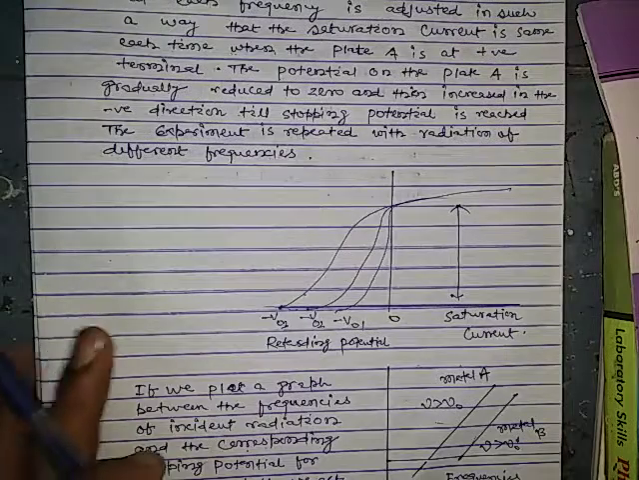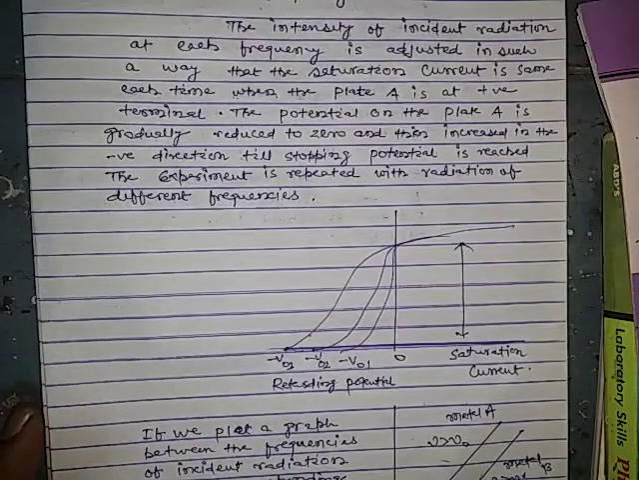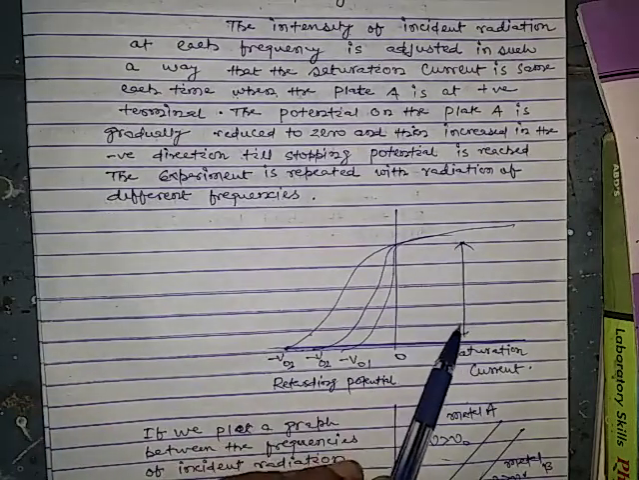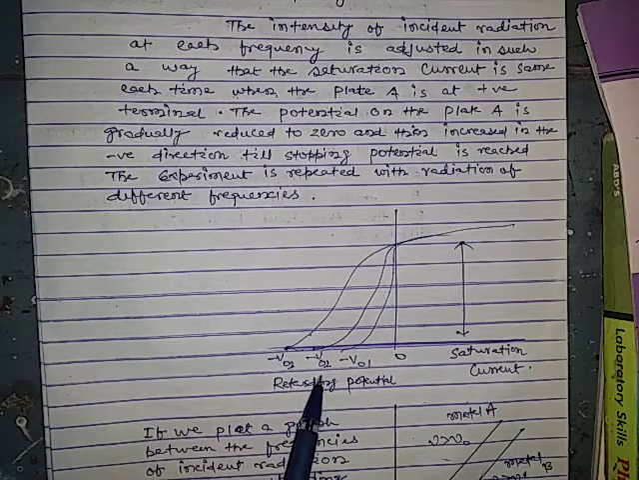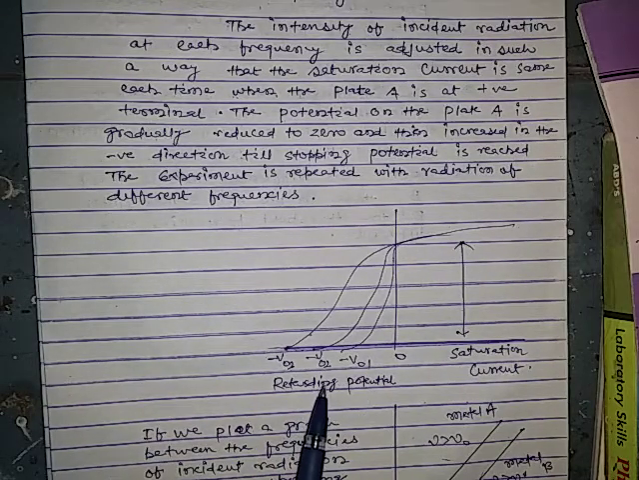The graph is very simple. The saturation current is the same in each case, but the retarding potential is different for different cases.